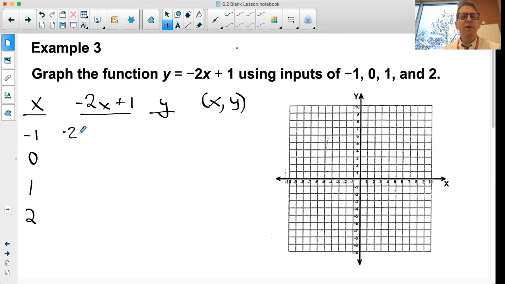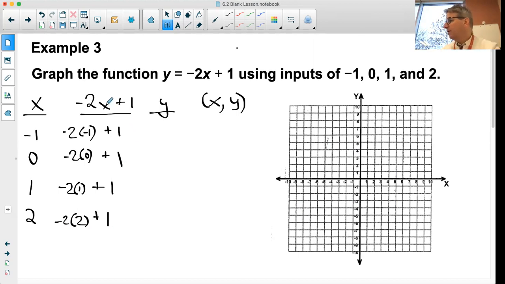-2 times -1 plus 1. -2 times 0 plus 1. -2 times 1 plus 1. -2 times 2 plus 1. Okay, so what you have here is what the expression is. Now we're going to evaluate the expression for the y.